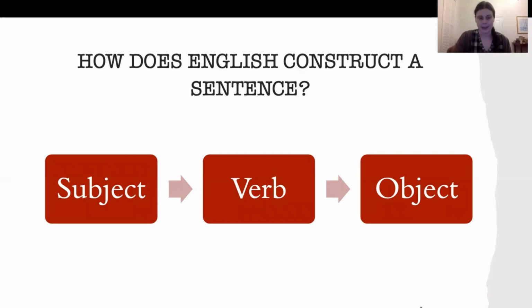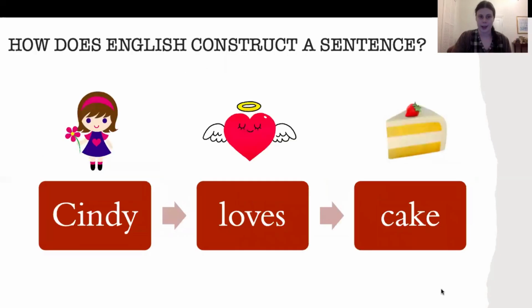So if we want to make this a little bit more clear, we can look at an example. So an example sentence might look something like, Cindy loves cake, right? So we've got a noun, it's a proper noun, Cindy, and she's doing an action. She's doing the verb of the sentence, so that makes her the subject. And then we've got the verb, which is loving, that's the action that Cindy is doing. And then we've got cake. So cake is the noun that is receiving Cindy's love. It's receiving the action, right?